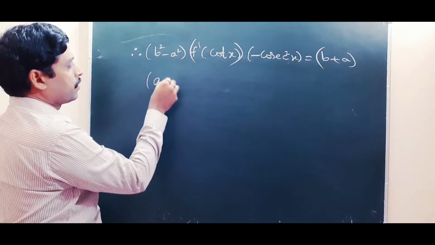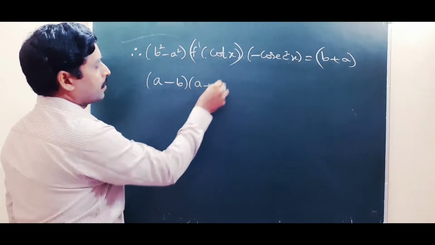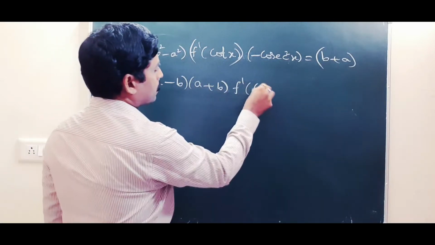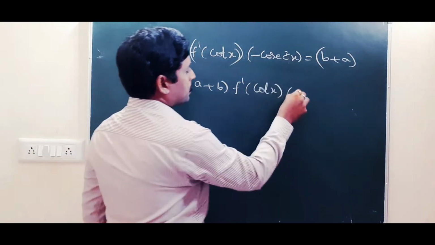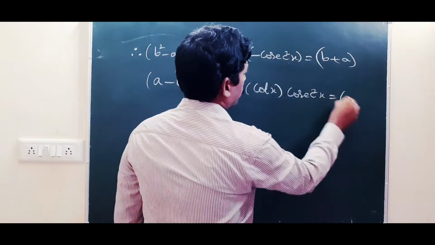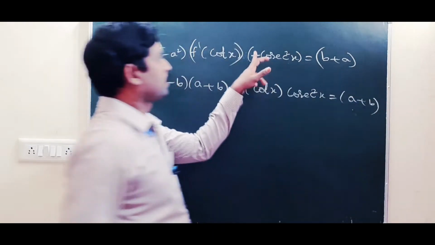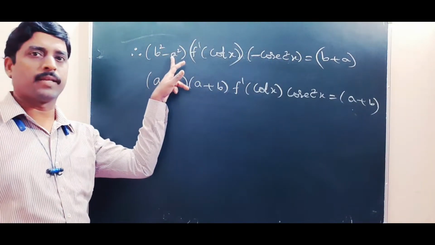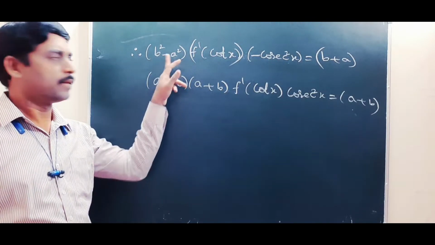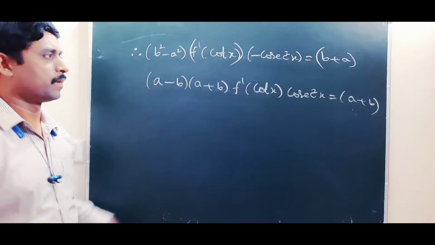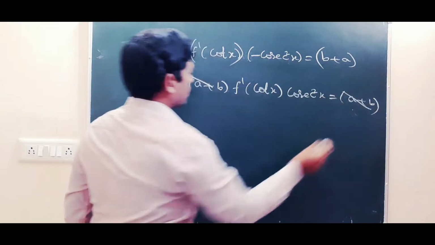So b square minus a square into minus 1 will be a square minus b square. A square minus b square means a minus b into a plus b. f dash of cot x into cosecant square x equal to a plus b. So this minus 1 multiplied to b square minus a square will be a square minus b square, so write a minus b into a plus b. Both sides, one a plus b gets cancelled.